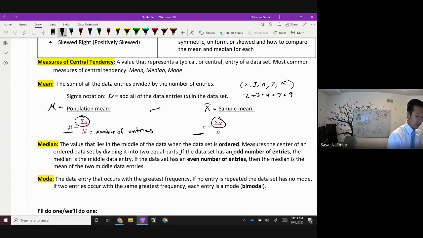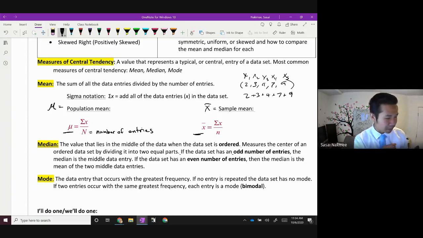That little backwards E just means that you're supposed to add up all the numbers, right? Add up all the numbers that you have for X. And how do you know which numbers are for X? That's the number that's in your data set. So this would be your first X, this would be your second X, this would be your third X, this would be your fourth X, this would be your fifth X, right?